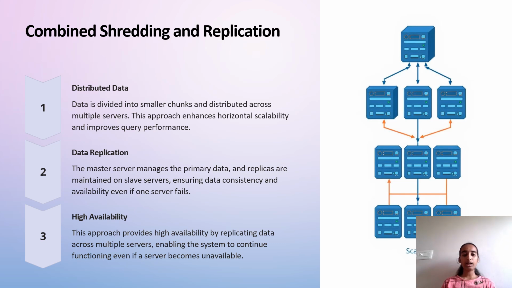Then comes the data replication. That is, the master server manages the primary data, and replicas are maintained on slave servers, ensuring data consistency and availability even if one server fails. Next comes the high availability. This approach provides high availability by replicating data across multiple servers, enabling the system to continue functioning even if a server becomes unavailable.